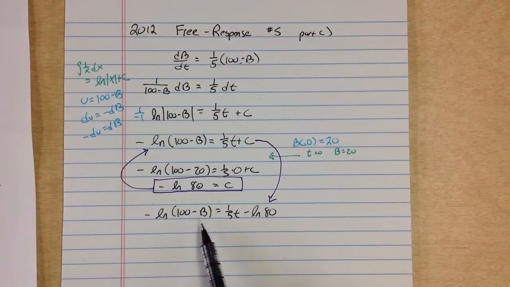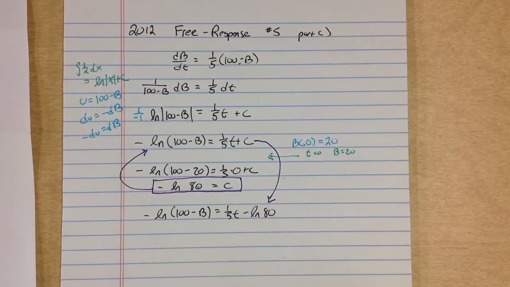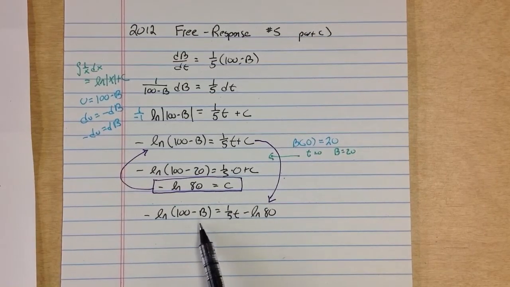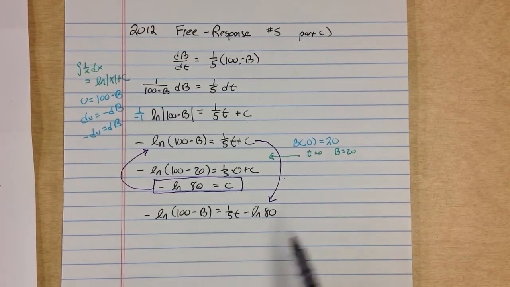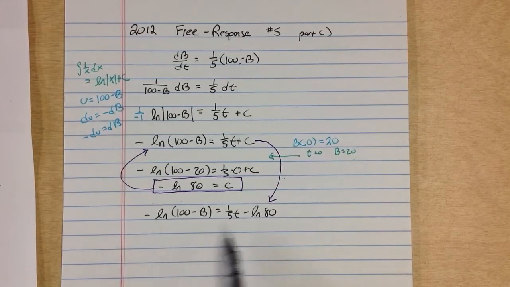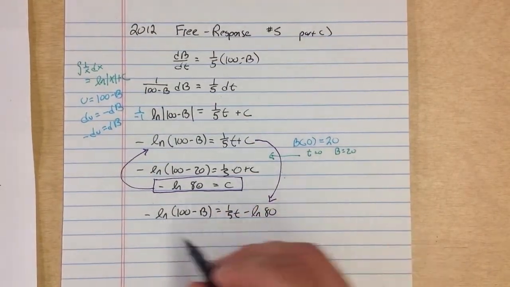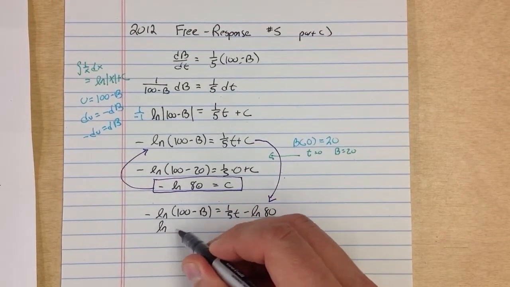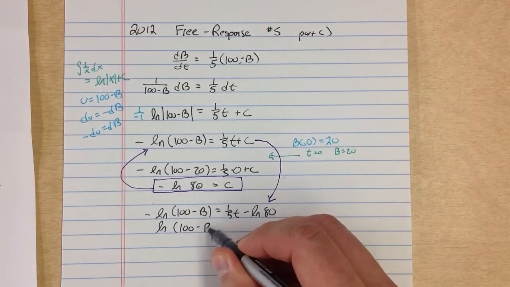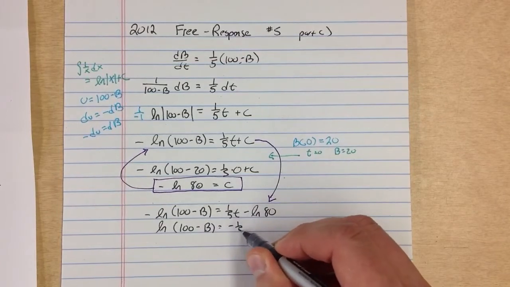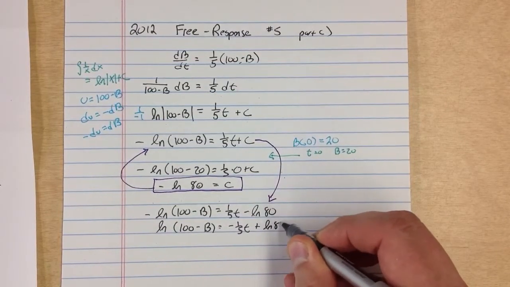Now, my job is really to get the b by itself, and I think we're not going to get the points on this question unless we get the b by itself so that we can say that we've stated this solution explicitly. We really have everything we need here. But we need to get this b by itself. So let's first multiply everything through by negative 1, get rid of this negative in the front. So ln of 100 minus b equals negative 1/5 t plus ln 80.